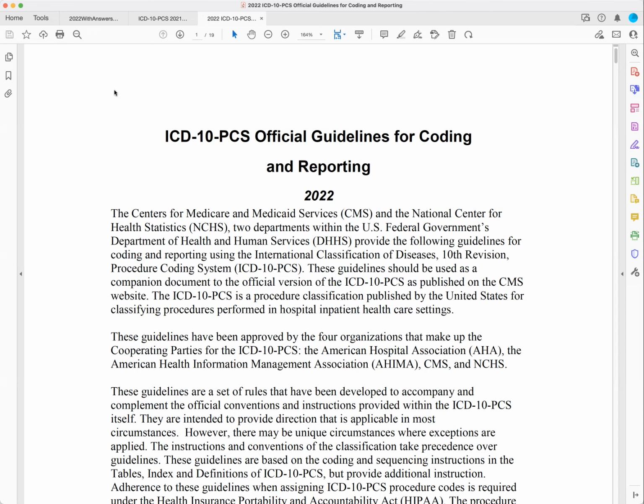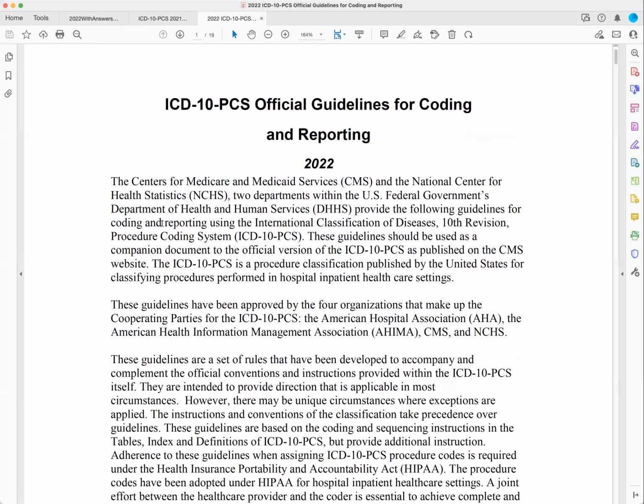Your ICD-10-PCS code book should have a complete copy of the guidelines within it, either in the front of the book or in the back in one of the appendices. You can always obtain a PDF version as well if you go on the internet and use any kind of search engine of your choice and just search for the ICD-10-PCS official guidelines for coding and reporting. And you can find a version such as what I'm showing here on the screen. I obtained this from the CMS website, but it's a nice handy PDF version that I can have available.